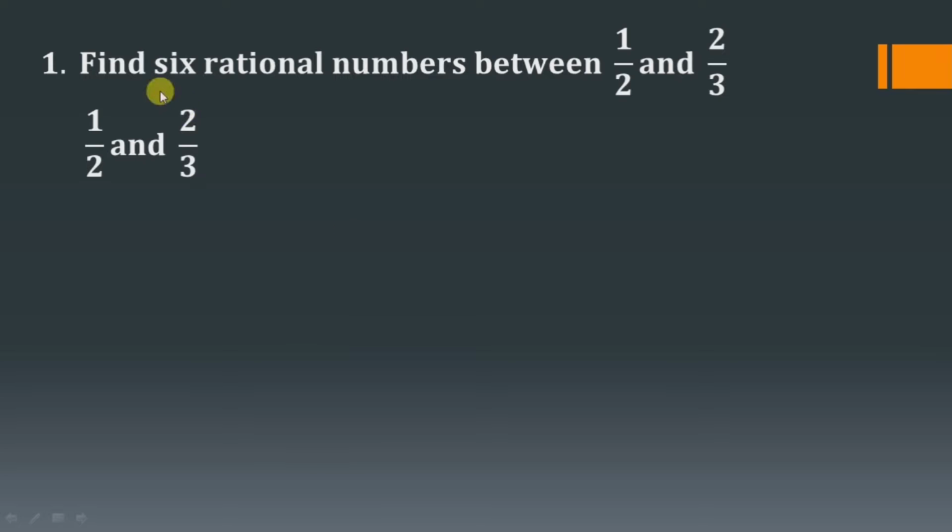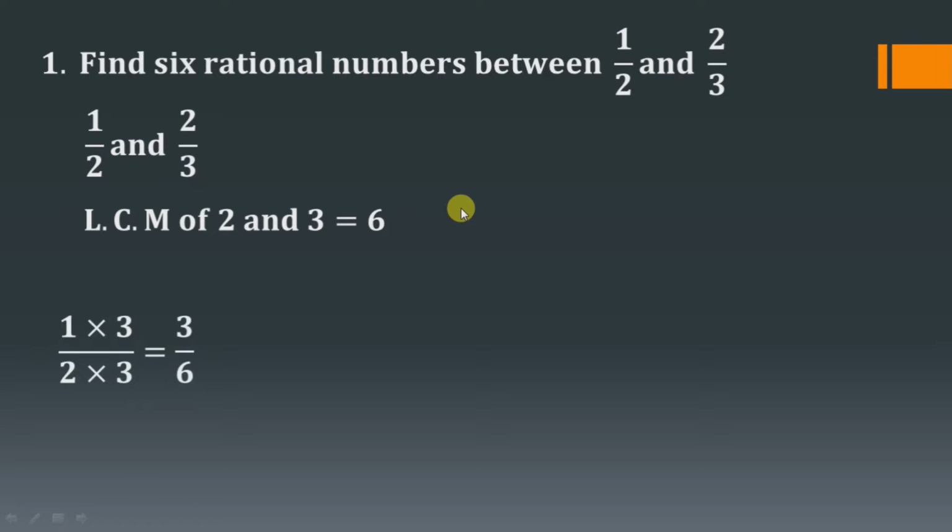So to insert 6 rational numbers between 1 by 2 and 2 by 3, I need to make the denominators of 1 by 2 and 2 by 3 equal. So for that, first I need to take the LCM of their denominators, that is 2 and 3, which is equal to 6. Now I need to make the denominators of 1 by 2 equal to 6 and 2 by 3 equal to 6.